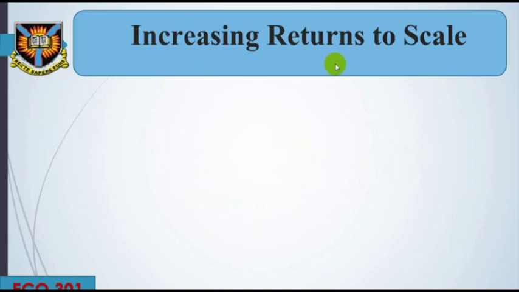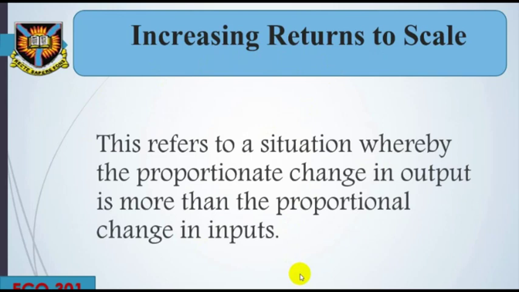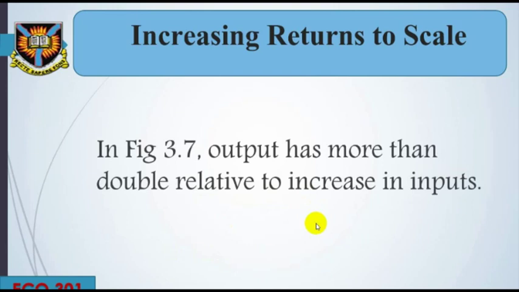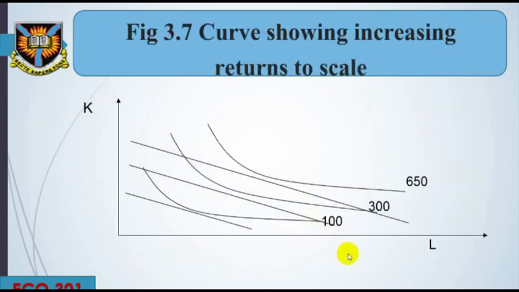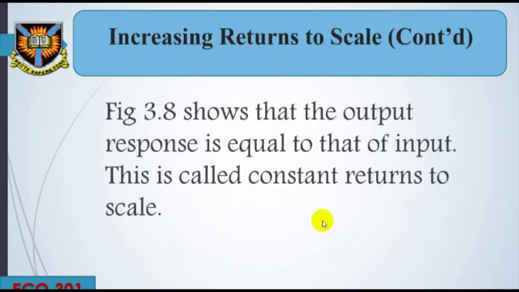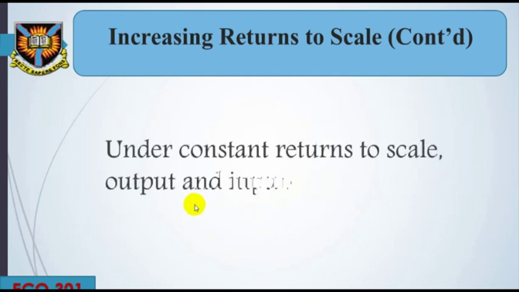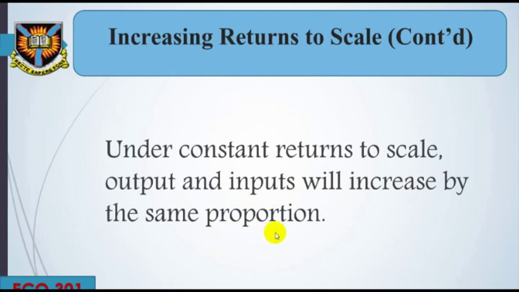Increasing returns to scale. This refers to a situation whereby the proportionate change in output is more than the proportional change in input. Output more than doubles relative to an increase in input. Figure 3.8 shows that the output response is equal to that of input. This is called constant returns to scale. Under constant returns to scale, output and input will increase by the same proportion.